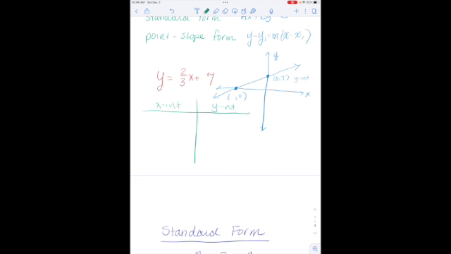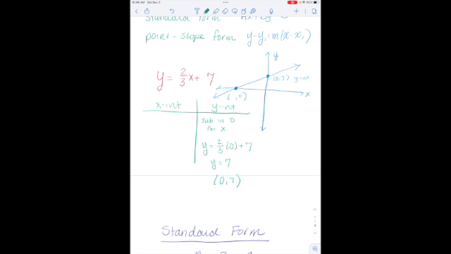So we know that the y-intercept is when x is equal to 0, okay? So sub in 0 for x. And when I do that, I get y equals 2/3 times 0 plus 7. All right, so anything times 0 is 0, I get y equals 7. So you can very clearly see that the y-intercept is 7 because the x value is 0.